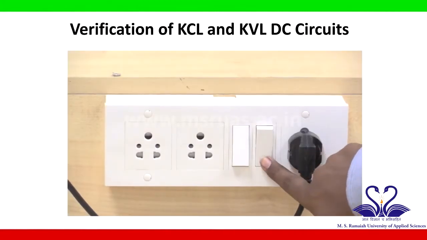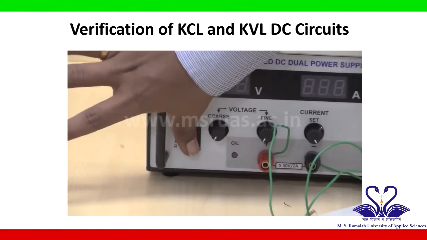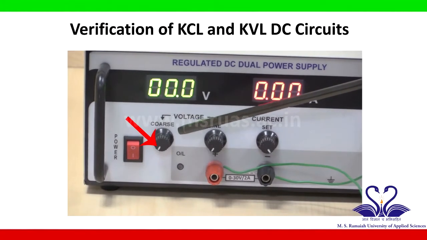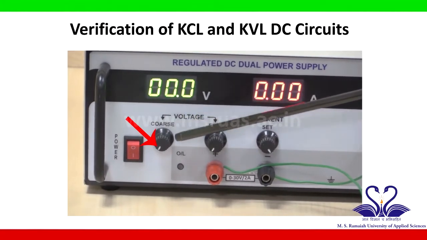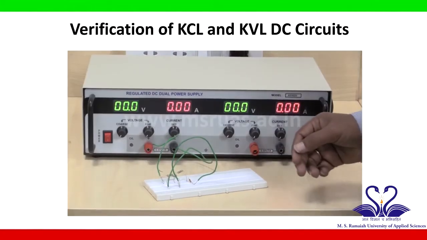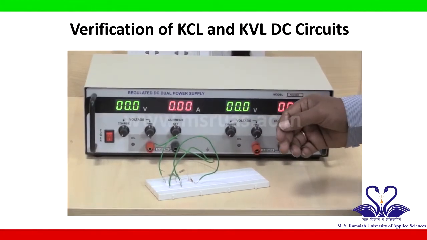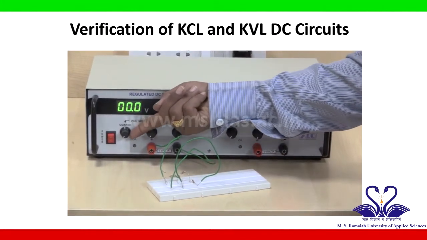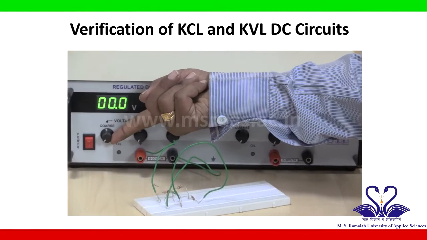Switch on the supply. Before switching on the power supply, make sure that the voltage knob is in the minimum position and the current knob is in the maximum position. Now apply 10 volts by increasing the voltage knob, as according to the given circuit the voltage is 10 volts.